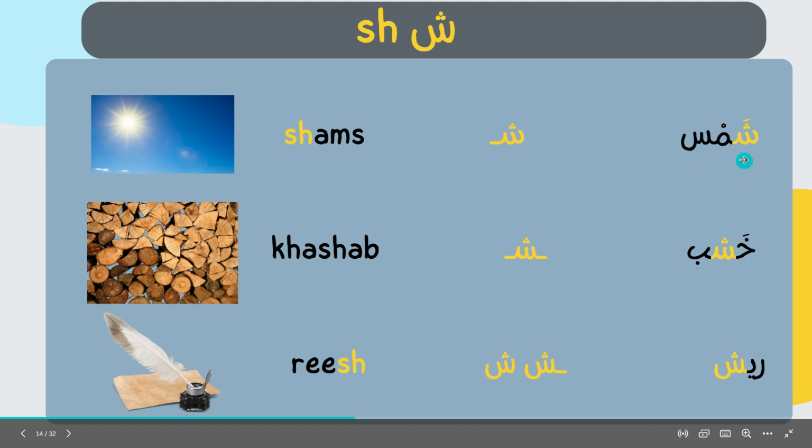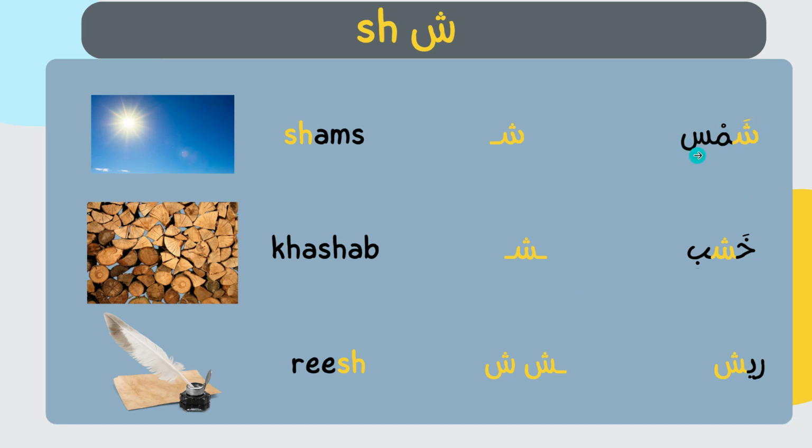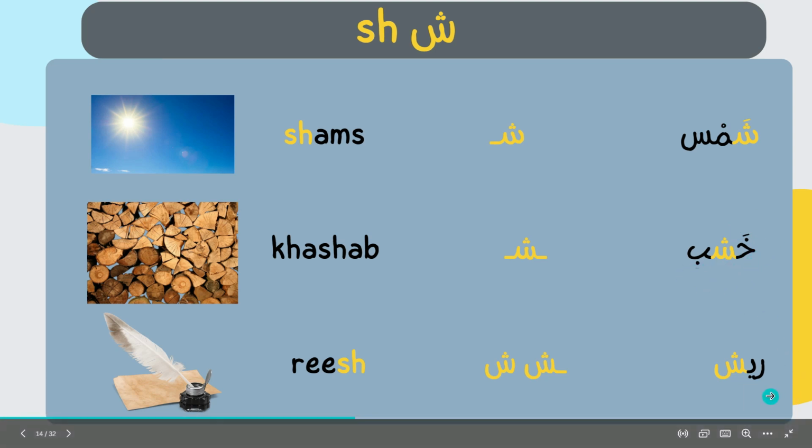In the first word, we just studied the seen before, and now we have the sheen, sh. In this word خشب, we already know the kha, and we're studying the sheen, and we know the ba. Third word, we know only the sheen, and ra. We studied the ra and sheen.